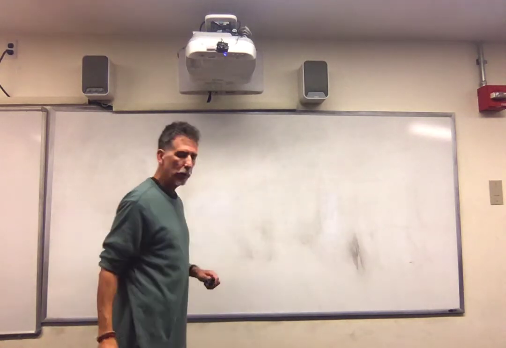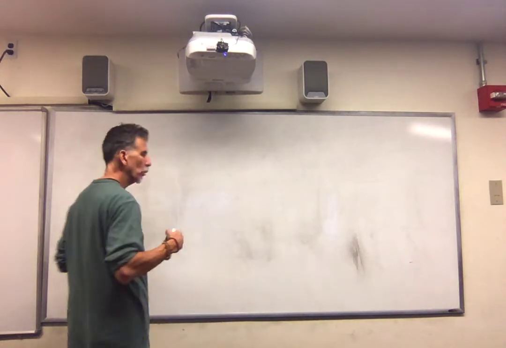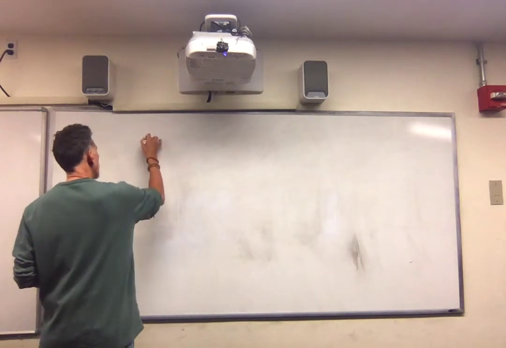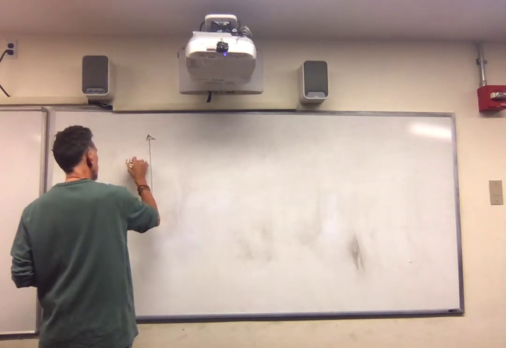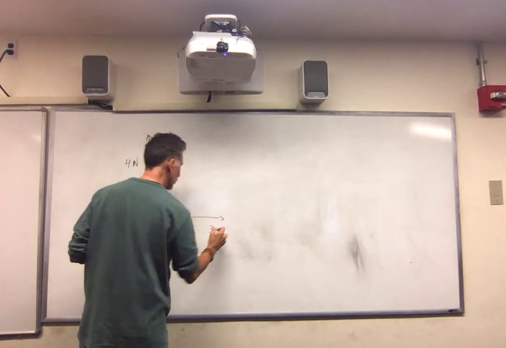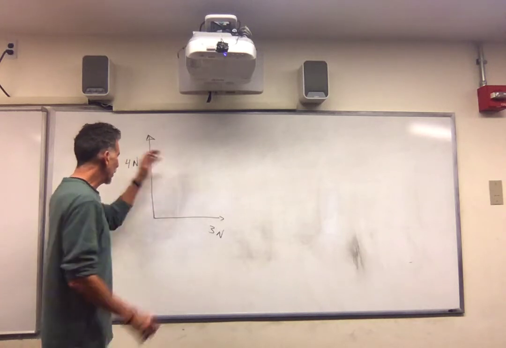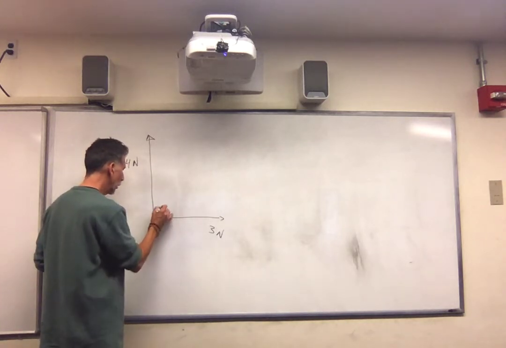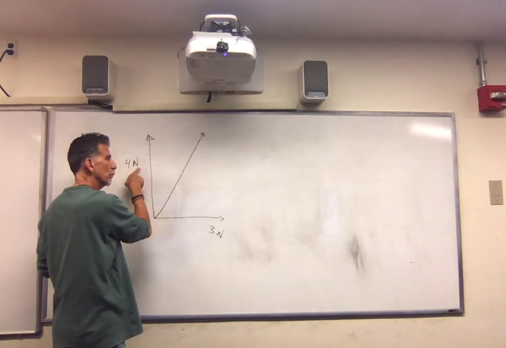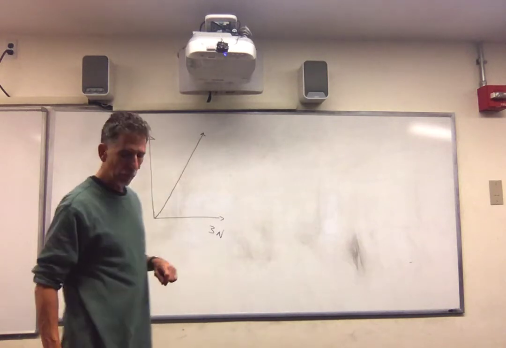What I want to do now is look at forces that are not equal and see what happens. So let's just look at this. Suppose I have a force of 4 newtons, and now I have a force of 3 newtons. We agree that the object's going to go a little closer towards the 4 newtons. Well, what we do is called the parallelogram method.